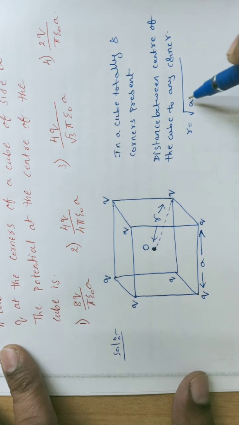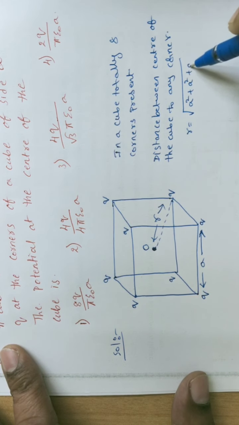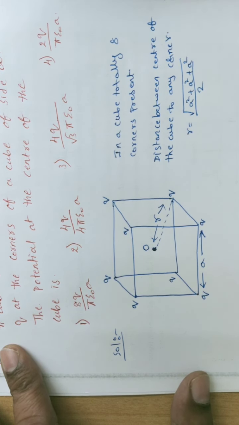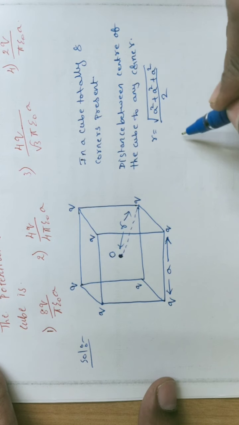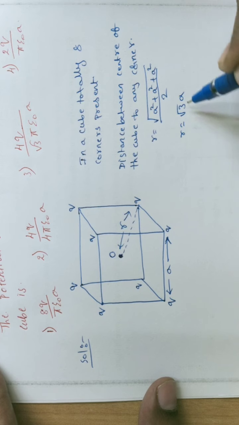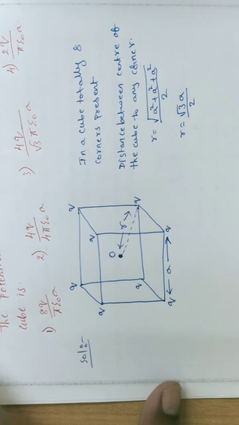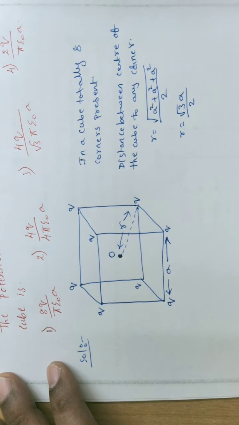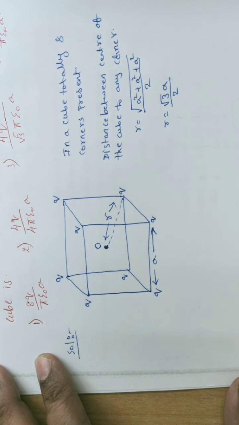So the r value from the center to any one corner is root of a squared plus a squared plus a squared, whole divided by 2. On simplification, r is equal to root 3 a by 2. Overall, how many charges are present? 8 charges are present, and for all 8 charges the distance r is equal.